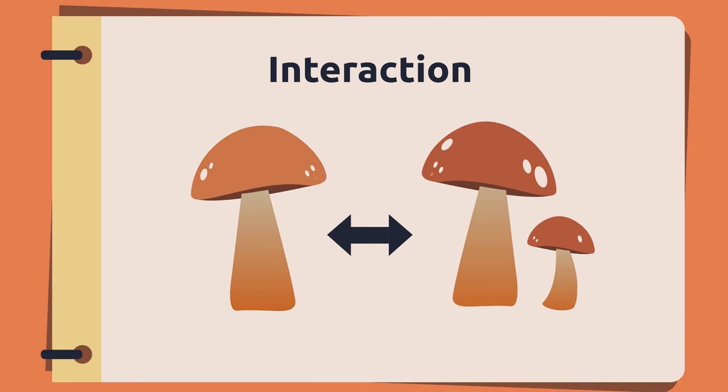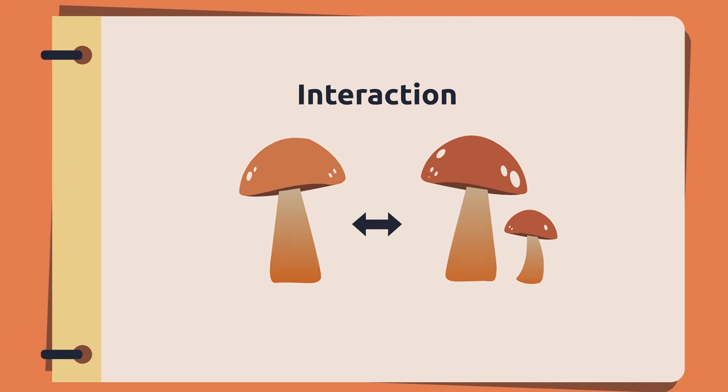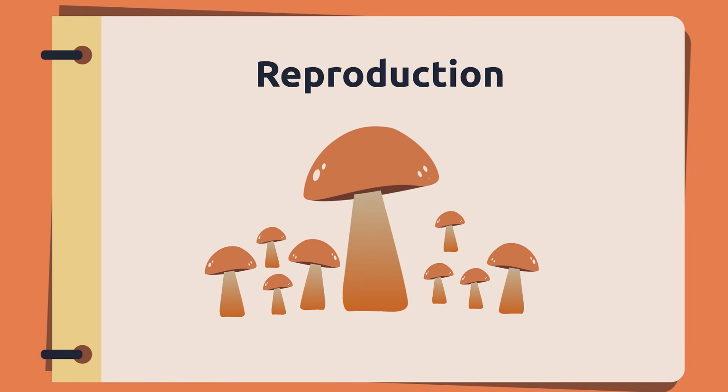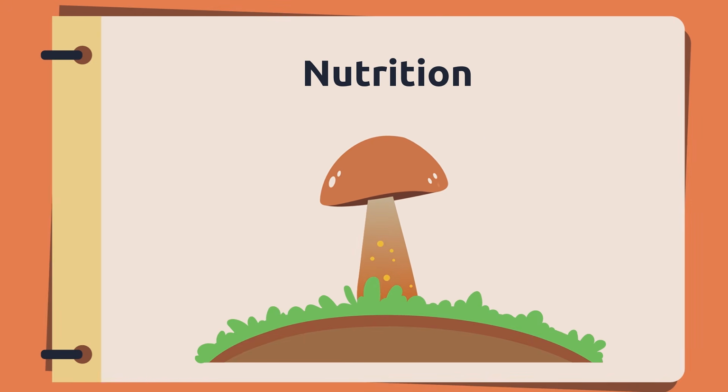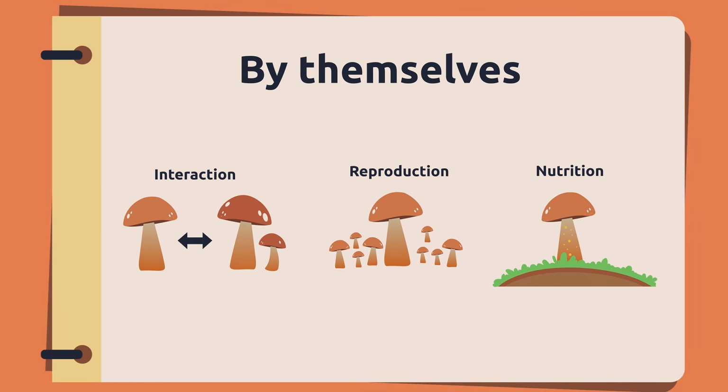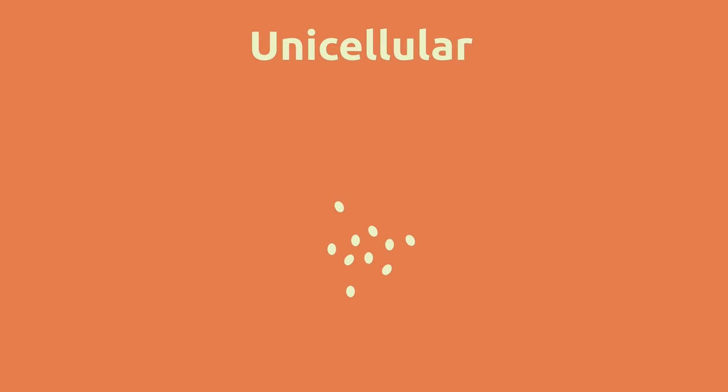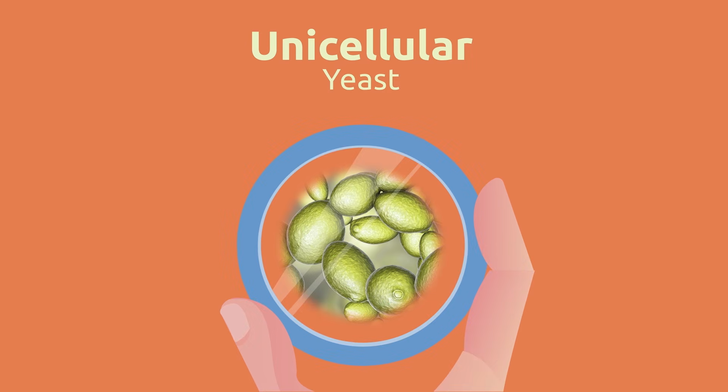Fungi are living organisms because they carry out the vital functions of interaction, reproduction, and nutrition by themselves. Some fungi, like yeasts, are unicellular microorganisms not visible in plain sight. To observe them, we need to use a microscope.